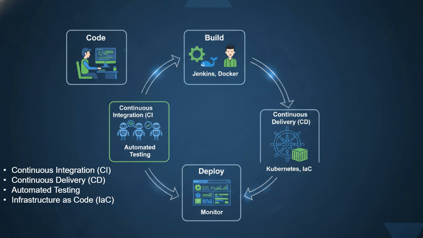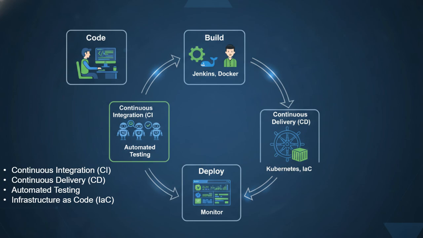Furthermore, infrastructure as code, IAC, tools like Terraform or Ansible allow you to provision and manage infrastructure programmatically, ensuring consistency and repeatability across environments. By automating these processes, development teams can achieve faster release cycles, reduce operational overhead, and significantly minimize the risk of errors, freeing up valuable developer time to focus on innovation rather than repetitive tasks.